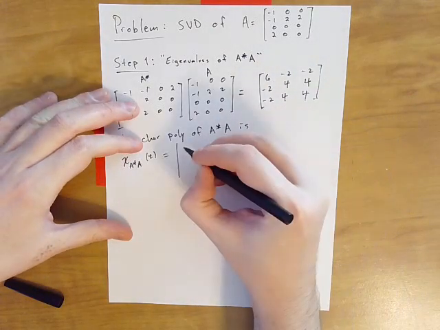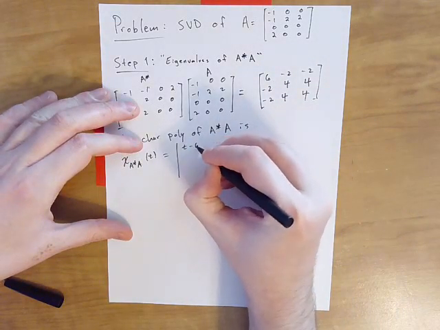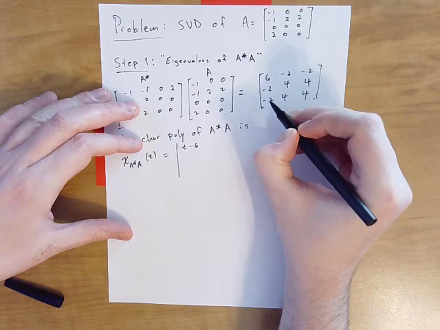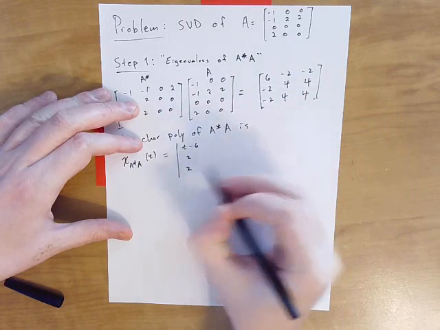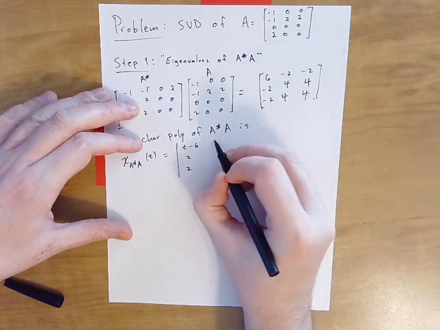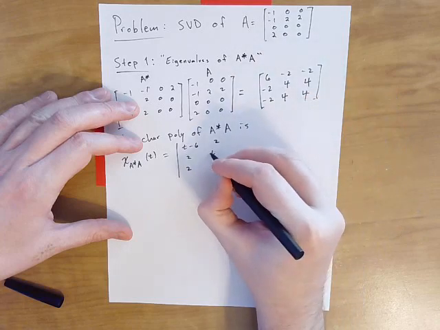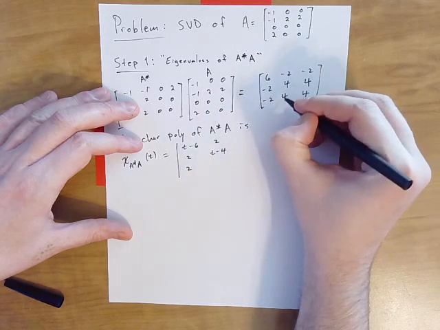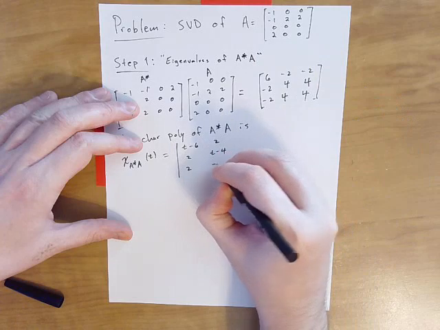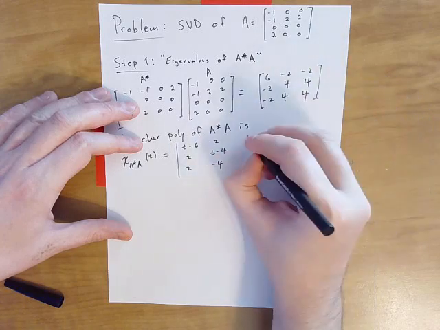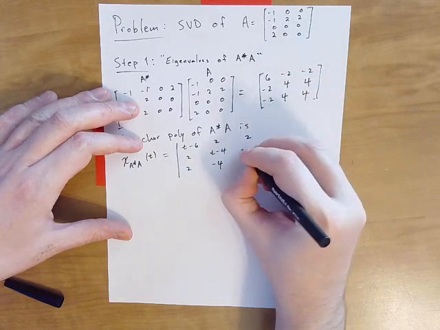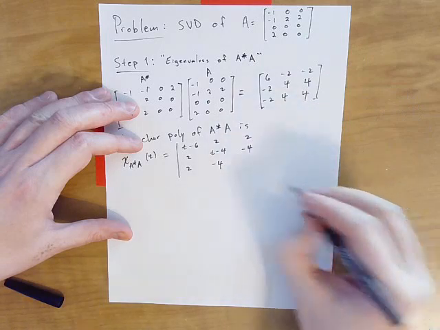So the first entry will be t minus 6. Then below we'll get 2 and 2. Then we'll get 2, t minus 4, and then negative 4. Then we get 2, and then negative 4, and then t minus 4.